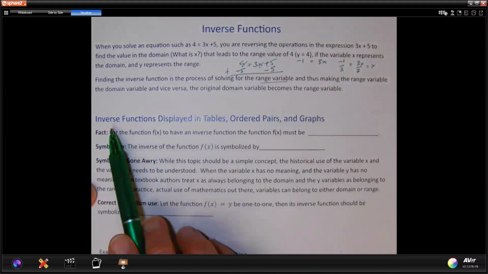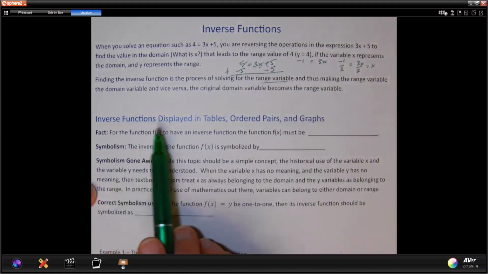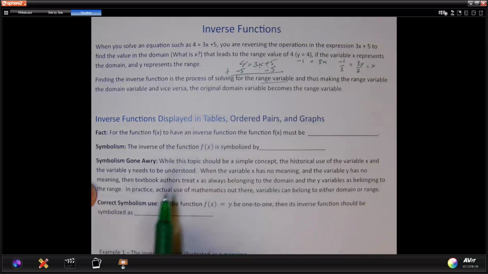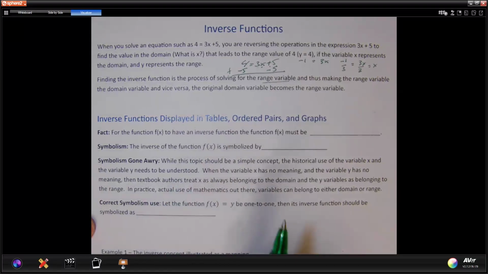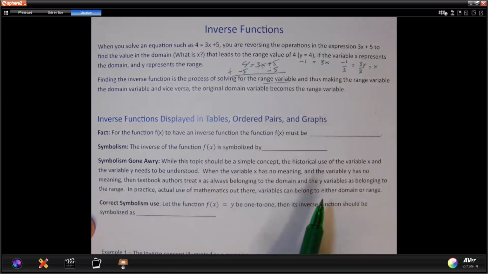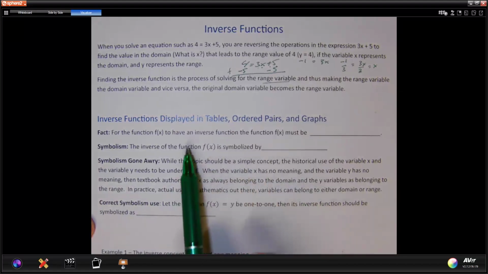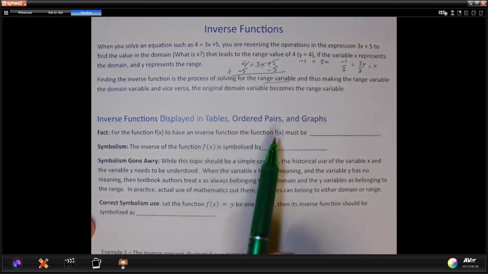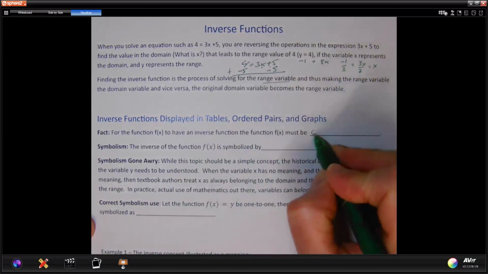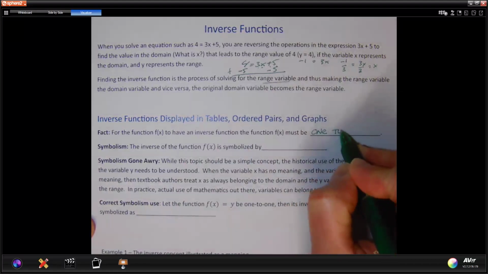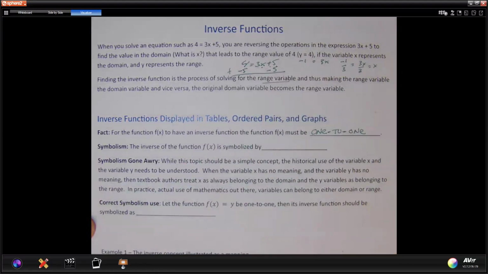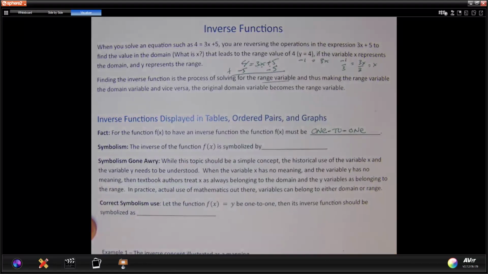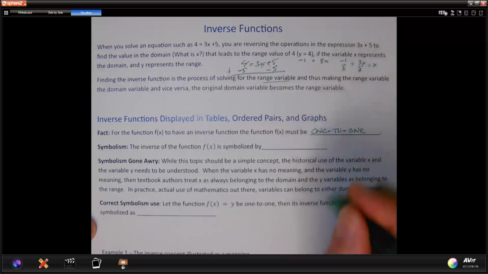Now, let's consider this for a second. Inverse functions displayed in tables, ordered pairs, and graphs. So again, as usual, we're going to look at different ways of expressing this. For the function f of x to have an inverse function, the function f of x must be one-to-one. I never want you to forget this fact, and we'll hopefully have some opportunities to keep forcing you to remember this fact.